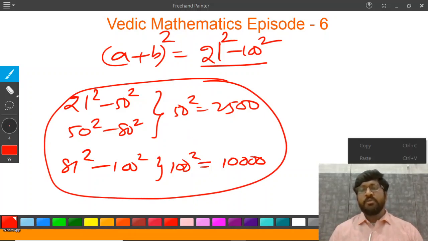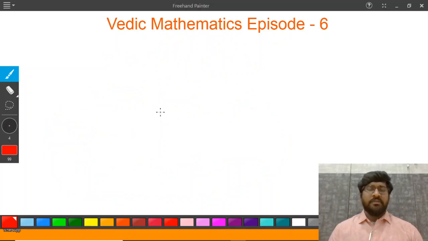And I do have one more method, a third method, to find the squares. Now this method, again, does not require any of the techniques. This is just a general method to find the squares. That is the normal multiplication method.